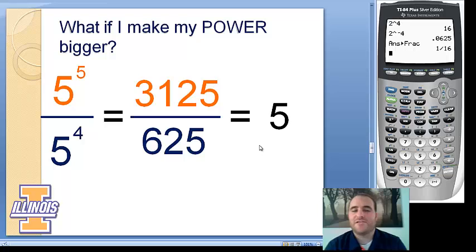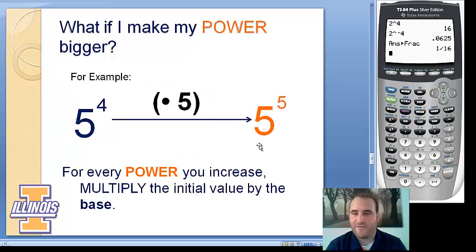What that tells us is to go from 5 to the 4th to 5 to the 5th, we have to multiply by 5. The rule for that becomes, for every power that we increase, we have to multiply by the value of the base that many times. So if we're going up by 1, we multiply by the base once. If we're going up by 2 powers, then we have to multiply by the base twice, and so on.